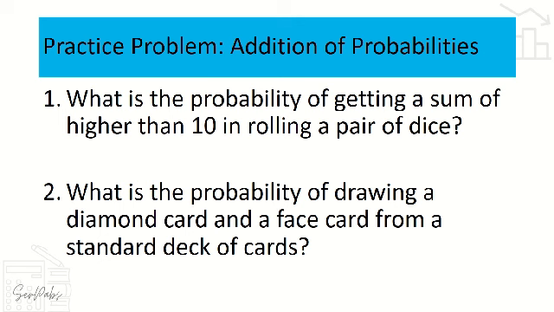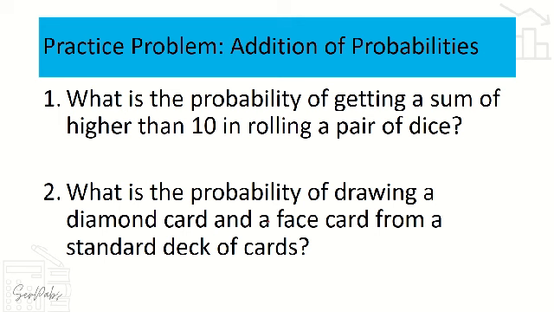Okay, so for the practice problem, addition of probability. What is the probability of getting a sum of higher than 10 when rolling a pair of dice? Ano ba yung mga numbers higher than 10? That will be 11 and 12 only. Hindi kasama yung 10 kasi higher than 10. Meron bang magkamukha sa kanila? Wala. Therefore, that is mutually exclusive. Magkaiba yung event natin kasi wala silang similar probability.